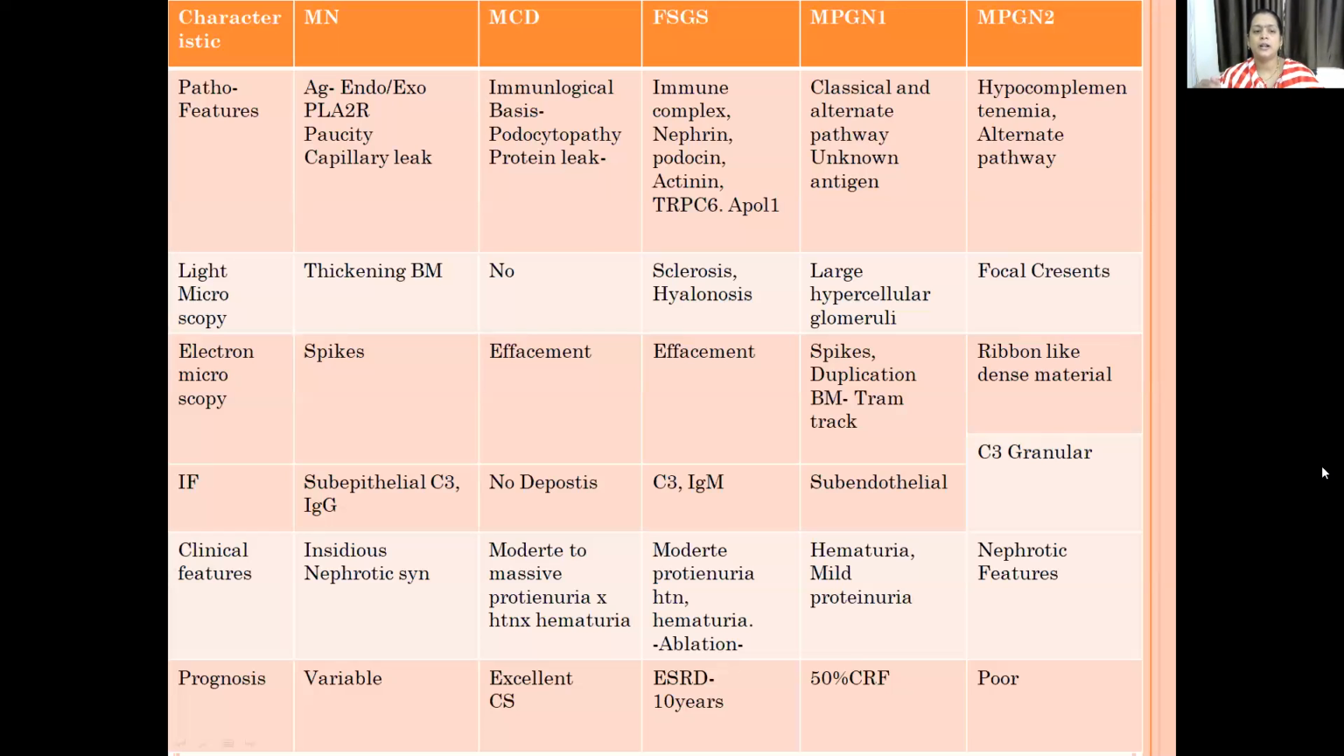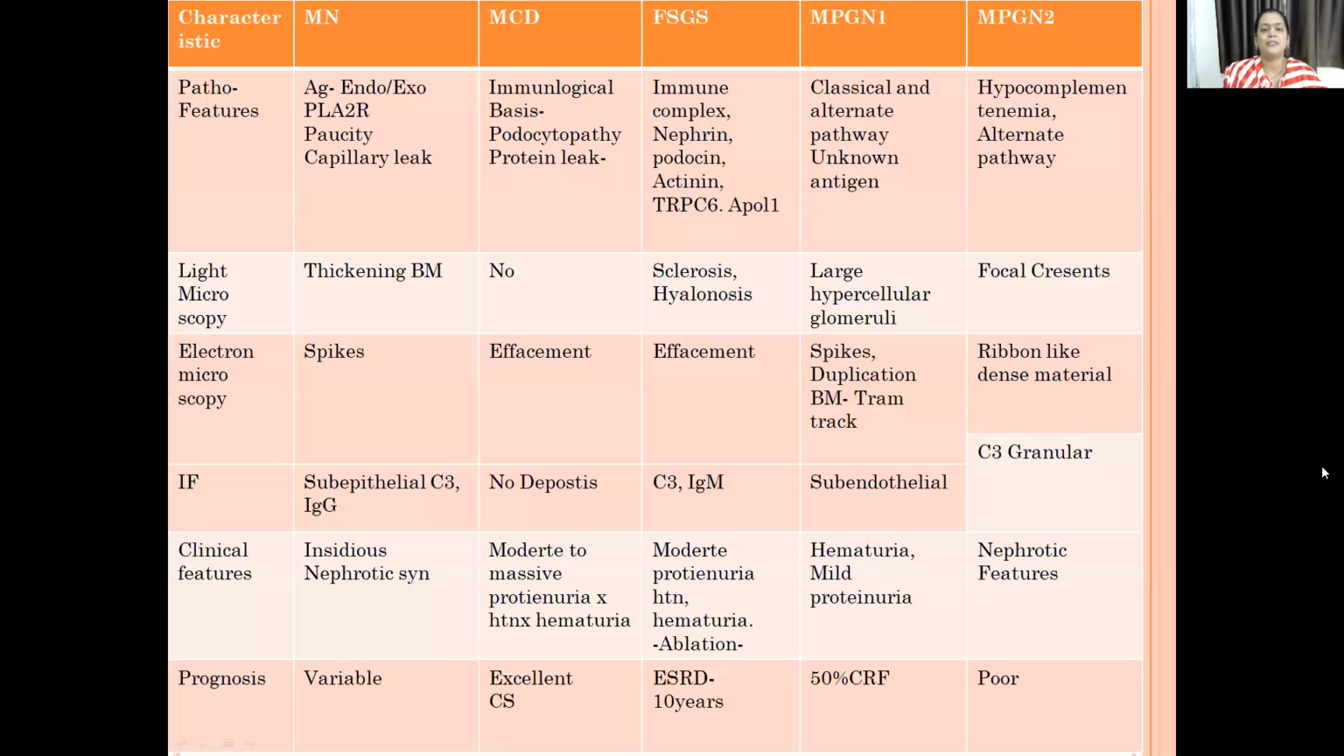And in addition to that, in electron microscopy, we see the ribbon-like dense material which is getting deposited, which is very classical of the dense deposit disease. You can see that the immunoglobulins in the form of C3 are having granular deposits in MPGN, which are not seen on the dense material which is deposited, but on the basement membrane. Remember this, okay? In the immunofluorescence, we have subepithelial deposits in membranous nephropathy. There are no deposits in minimal change. In FSGS, we see C3 and IgM deposits, and in MPGN, we see the subendothelial deposits. Okay. Remember the morphology is divided in all the three ways.